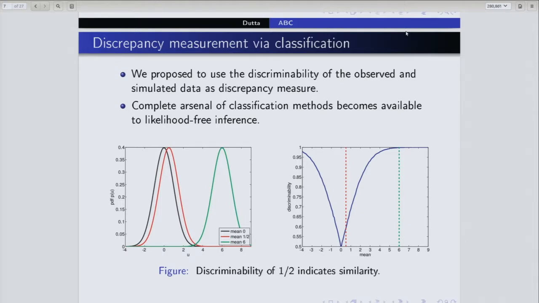So classification accuracy, CA, will become 50% at the true value. Otherwise, it increases. So this is a very simple example. This is a Gaussian example, so we got a very good illustration.